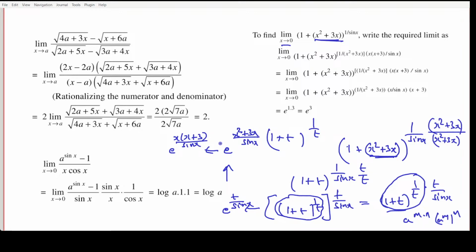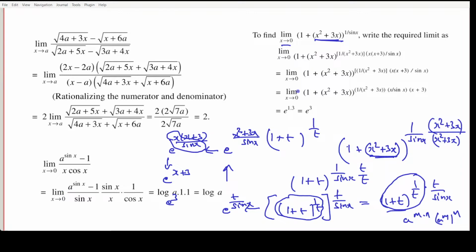Now again, see this part: when x is tending to 0, x by sin x or sin x by x should tend to 1, right? Yes, sir. So this actually converts to e power x plus 3. This part is anyway 1. Again, this is all limit x tends to 0, so now we can substitute x equals 0 and this becomes e cube. Understood, Mark? Yes, sir.